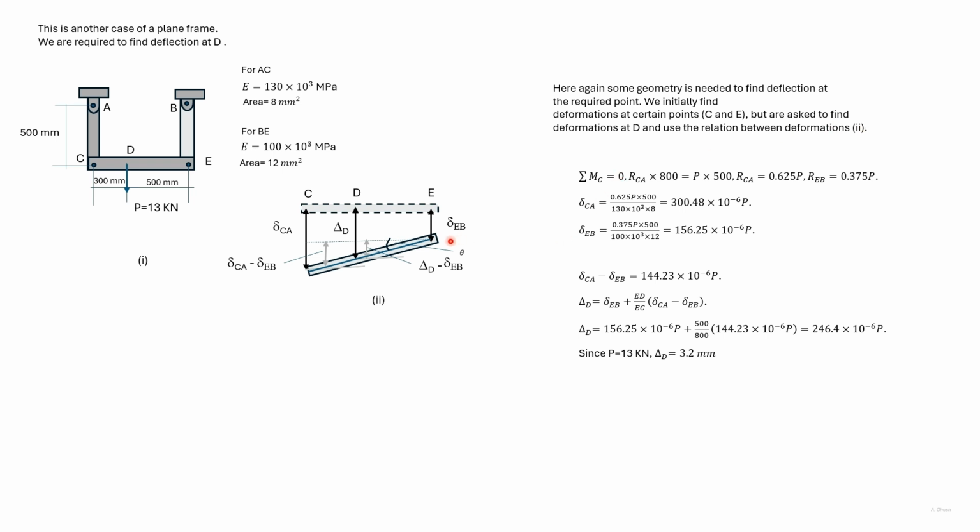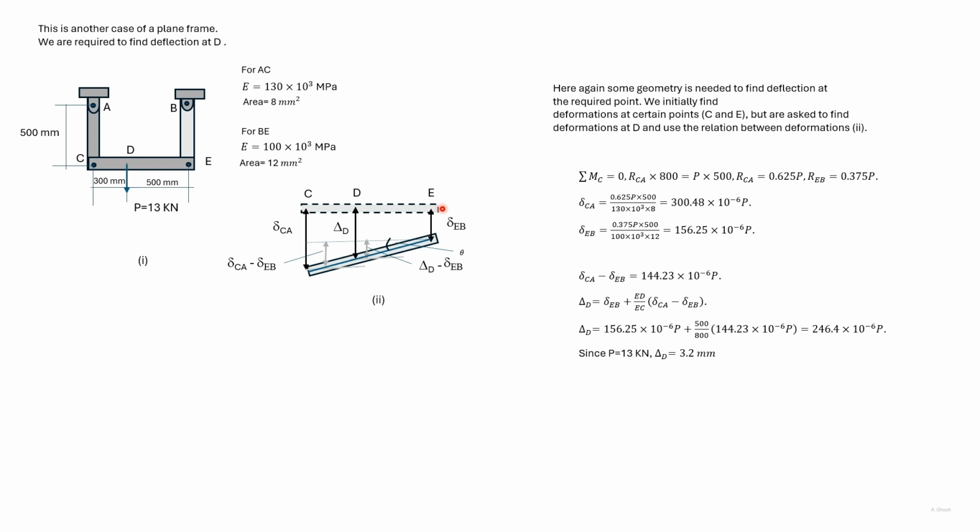So in terms of P, we can find out the force in AC by taking moments about E and the force in BE by taking moments about C. So we have done that and we have found delta CA here and delta BE or EB. With these two deltas found, we have to use geometry to find the deflection of D.